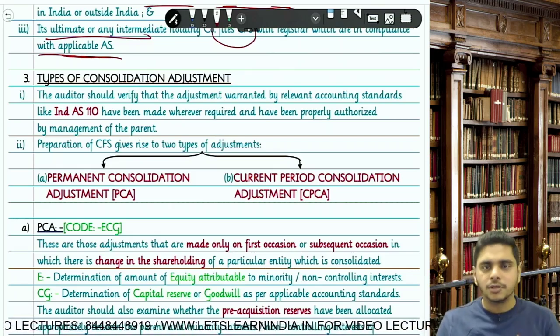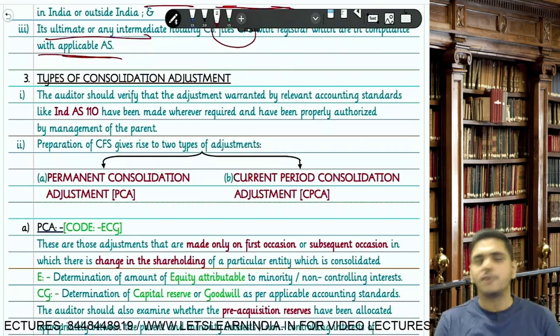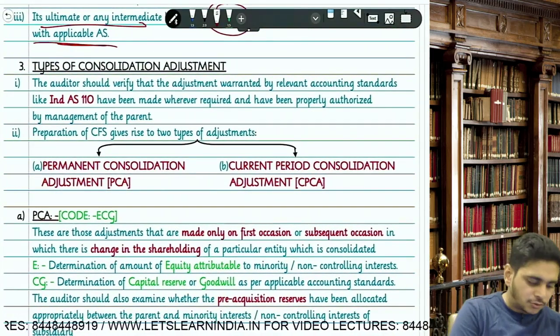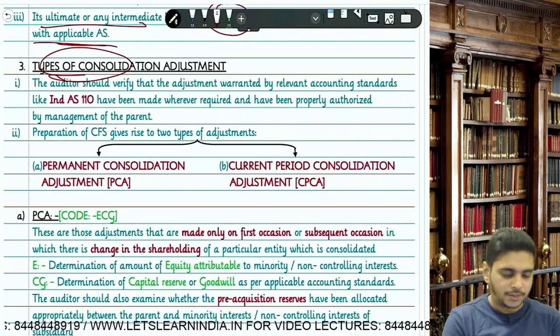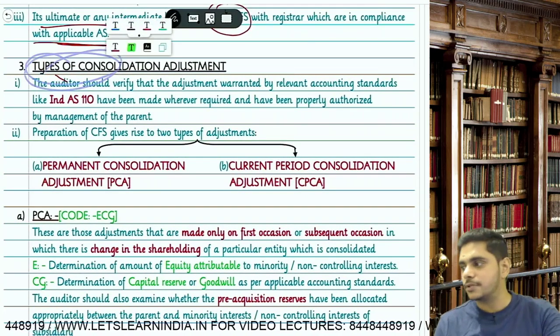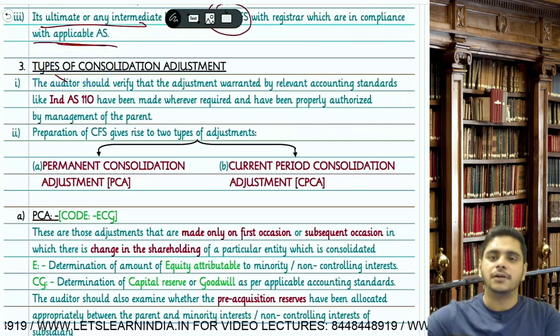Okay, they will do the conso. But as an auditor, you have to perform certain procedure. What are the procedures? So it leads to two types of conso adjustment. How many adjustments, guys? Two types of conso adjustment are there.